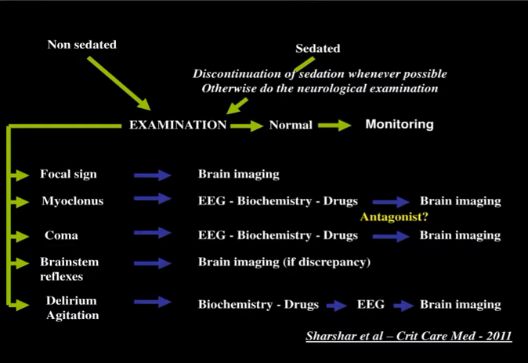We do, of course, an MRI if there is a coma and we have no clear explanation for this coma, or if there is, especially in a sedated patient, an alteration of a brainstem reflex that we do not understand, and if a patient becomes delirious or agitated and there is no clear explanation such as biochemistry abnormality, disturbances, drug withdrawal or drug adverse effects. We do an EEG and then we do an MRI.